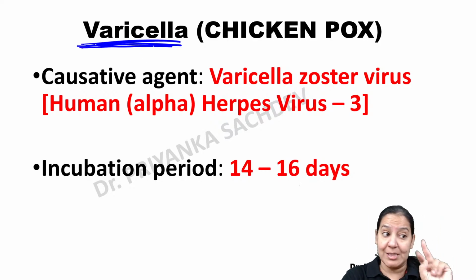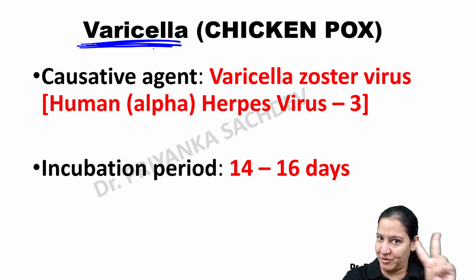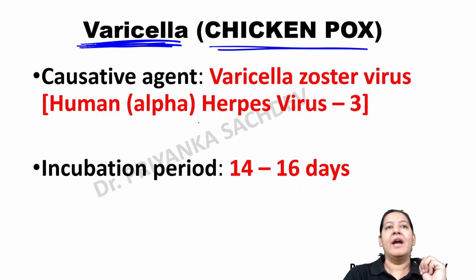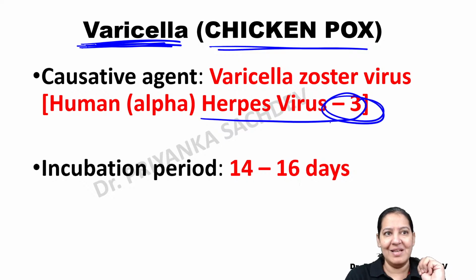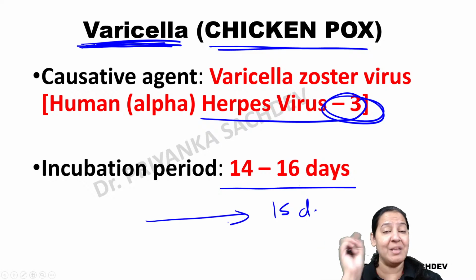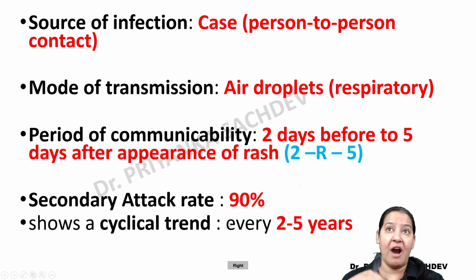So the two viruses, varicella and zoster, are both type 3 herpes virus. Varicella causes chickenpox. Incubation period is 14 to 16 days, average 15 days. So whenever the virus enters the human body, after 15 days the person has a rash.